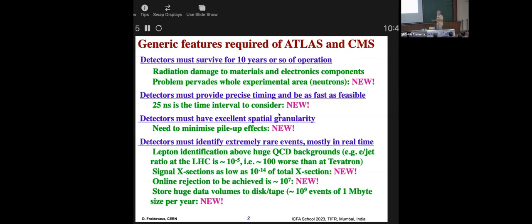As I told you already a few times, the online rejection required is about 10^7, so that we can afford to send the data to our storage. And we have these huge data volumes to store to disk and tape. Despite the fact that people don't talk about it much, this is a challenge which is repeated every year at the LHC. We need more and more data storage. This is actually more of a problem than the CPU, the amount of computing time we need to produce all the simulated events, to reconstruct our data, etc. The storage is really an issue, and we have to fight with our funding agencies to get the budgets to increase our storage capacity every year.